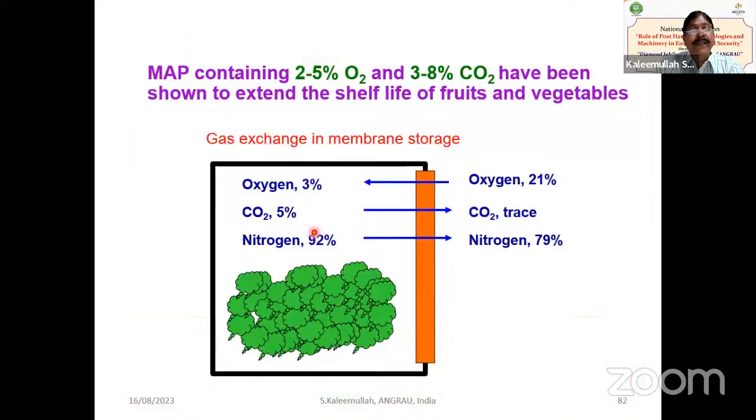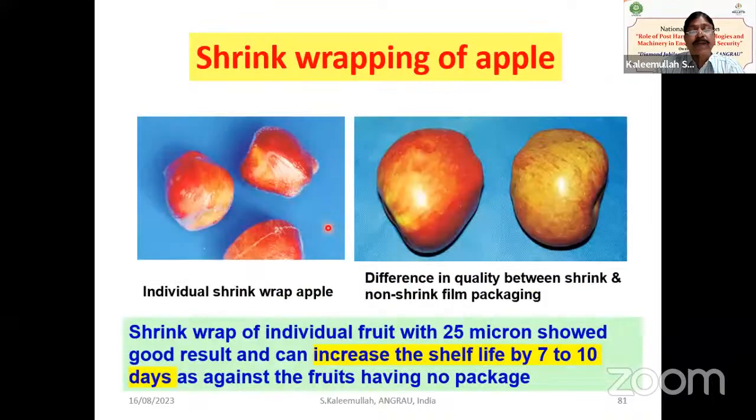And the other one is the modified atmosphere storage. You know that in the ambient air, we will be having oxygen of 21% and nitrogen of 79%. In the case of the modified atmosphere packing, what we are doing is reducing the oxygen content to 3% and increasing the nitrogen content to 92% and the carbon dioxide to 5%. When you are keeping the material in this modified atmosphere packing, we can keep the fruits or vegetables for a longer period. And thereby we can reduce the post-harvest losses.